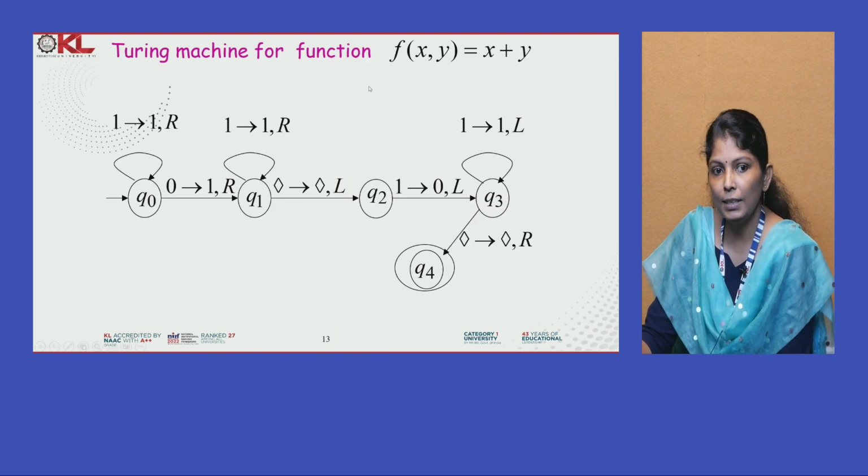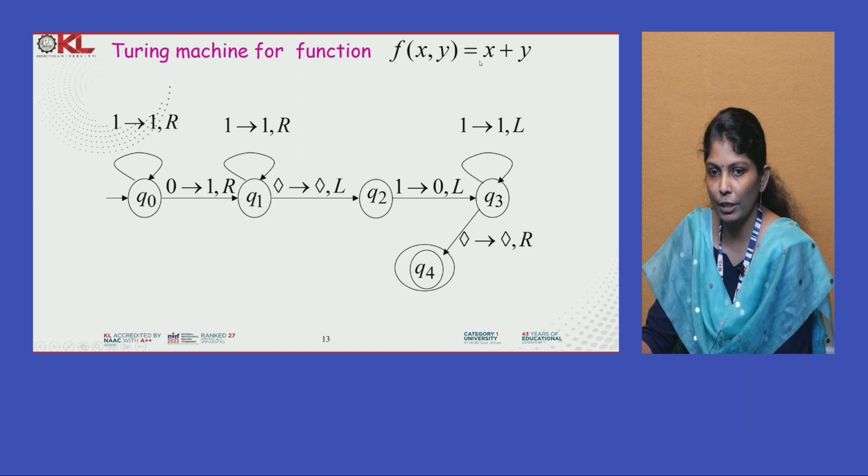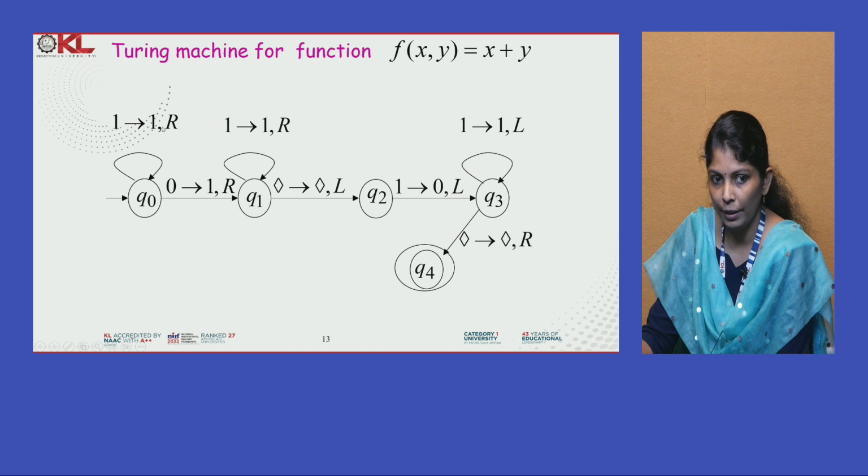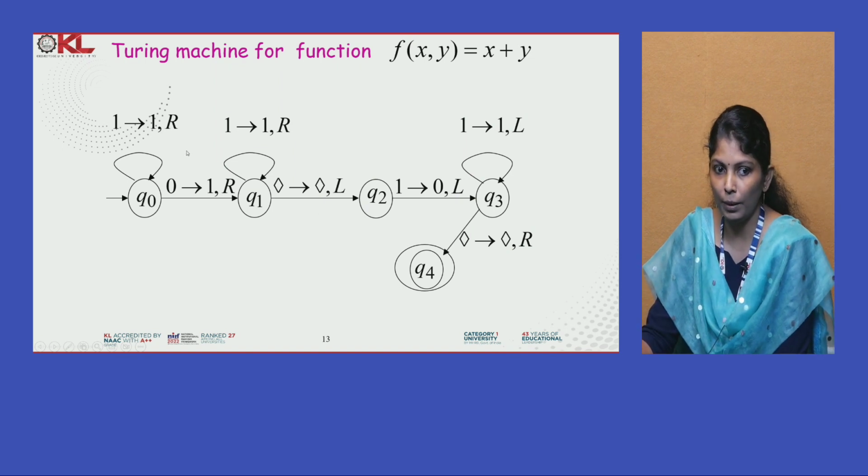Then let us take this machine. This Turing machine computes f(x, y) = x + y. The initial state is q0 and there is a self loop 1 → 1. That means if 1 is there, keep 1 there itself and move the head to the right. That is 1 → 1, R.